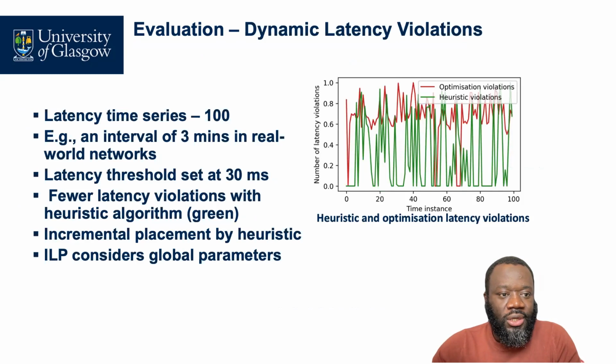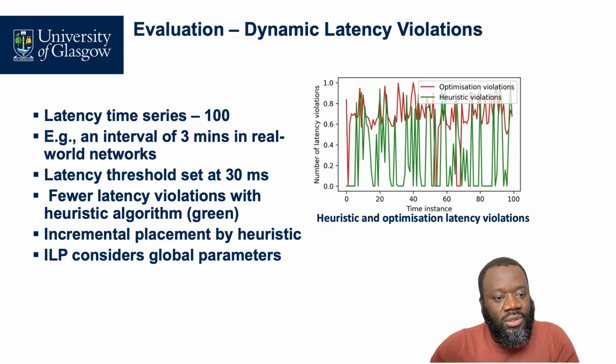The final evaluation we carried out is the dynamic latency evaluation. We made use of a time series because edge environments are not stable in terms of the nature of users. We could have mobile users moving, we could have path recalculation, a lot of things go on that would affect the latency over time. So we made use of 100 time instances. An interval could be like 3 minutes, and in an interval of 3 minutes in a real world network, something could happen within that time frame. So we set that, and the latency threshold was set at 30 milliseconds. Note that network operators are able to set this threshold themselves, based on service level agreements.